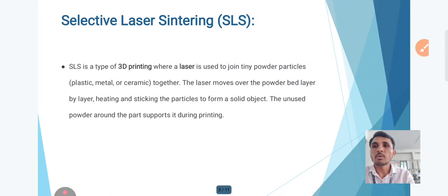Now we see what is SLS. SLS is a type of 3D printing where laser is used to join tiny powder particles. The laser moves over the bed layer by layer, hitting and sticking particles to form a solid object.